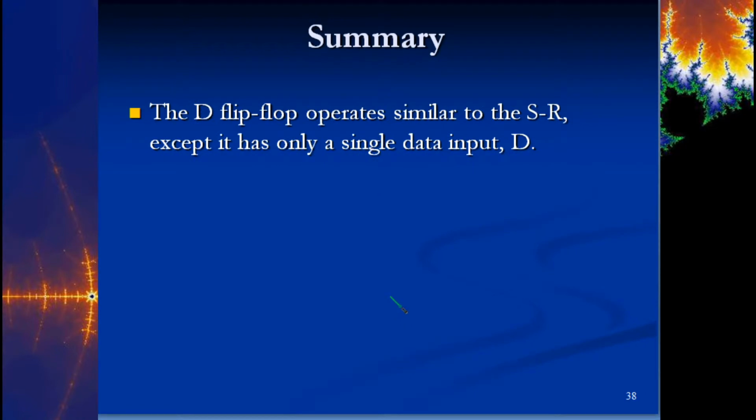The D flip-flop cannot utilize both a set and reset because it can't have a 0-0 or a 1-1. It negates both of those because there's only one data input. So you can only either have 0-1 or 1-0.